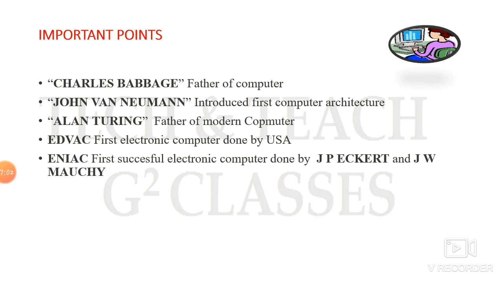Suppose you are doing some work on a computer for a long time, and you forget to save it, and automatically the power is gone. Then what will happen? Whatever work you did will be erased because you did not save it. If you are not saving, it will be erased. If you are saving, it will be stored in ROM. ROM is a non-volatile memory.